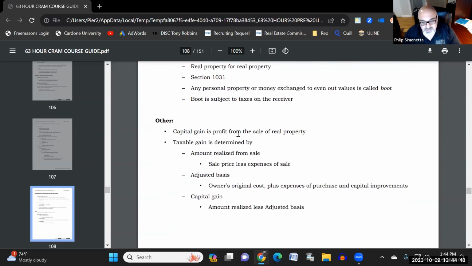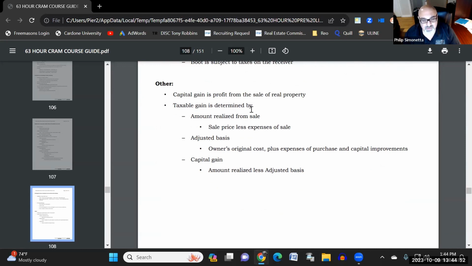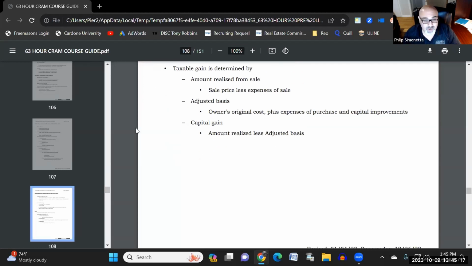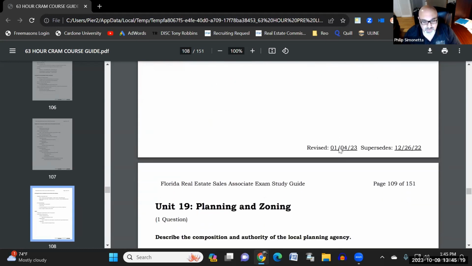Other capital gains is a profit from the sale of real property. Taxable gain is determined by the amount realized from the sale, which is the sale price less expenses of the sale. That's your commissions and all your fees. The adjusted basis is the owner's original cost plus expenses of purchase and capital improvements. And then the capital gain is the amount realized less the adjusted basis. So whatever you made minus the adjusted basis, and that'll be your capital gain. Capital loss is if you lost, right? Yep.